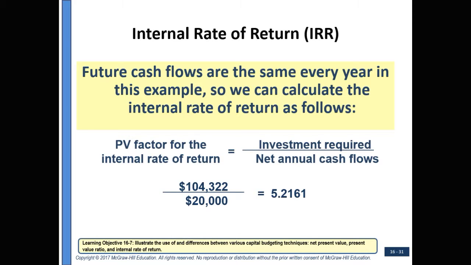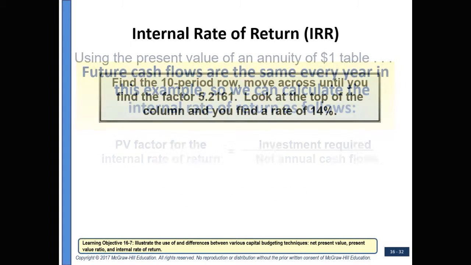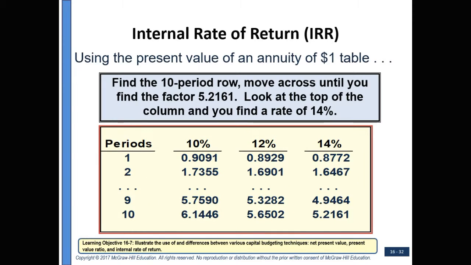So 104,322 divided by 20,000. Using the present value of an annuity of one table, we find the 10-period row, move across, and we find the factor of 5.2161. We go to the top of the column and we find that that is a rate of 14% for an internal rate of return.